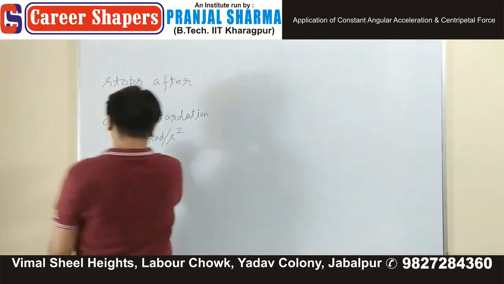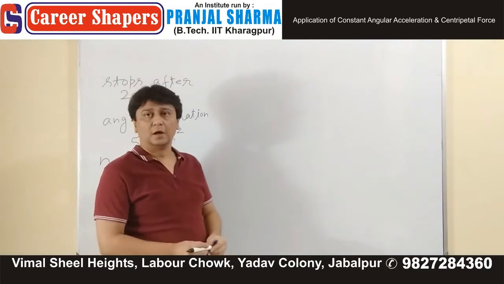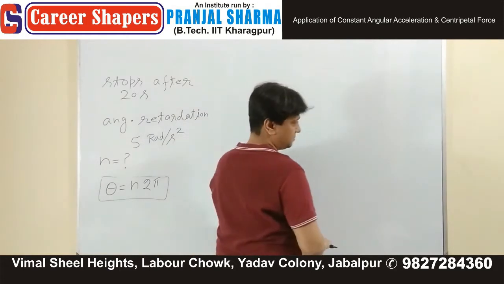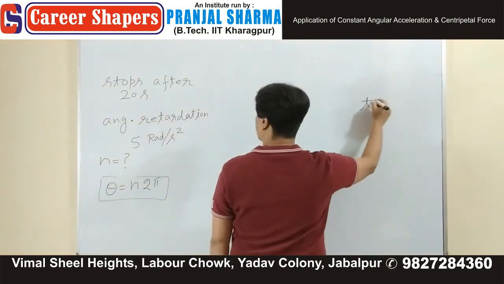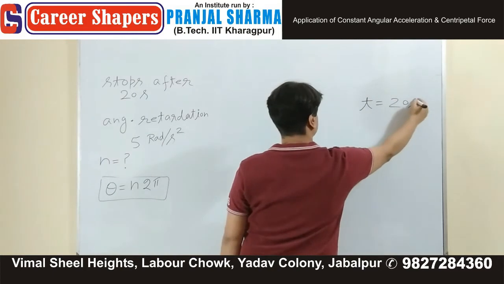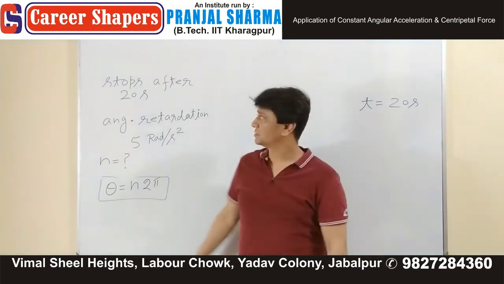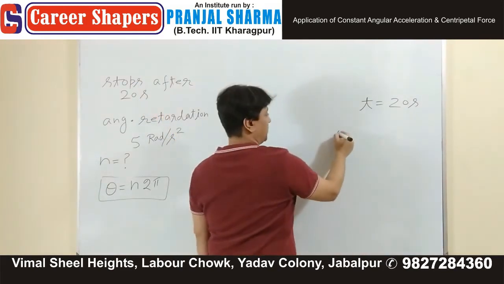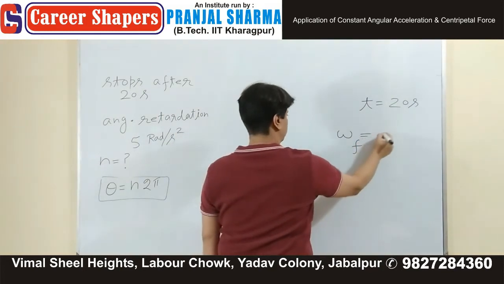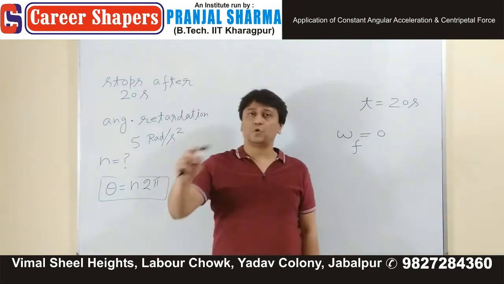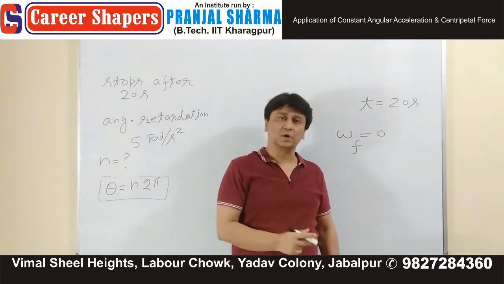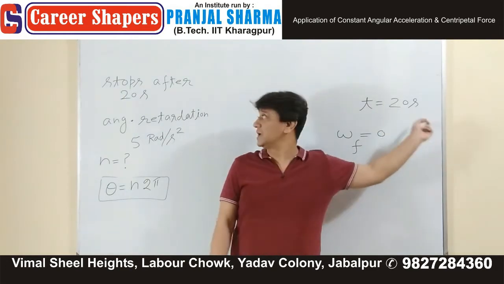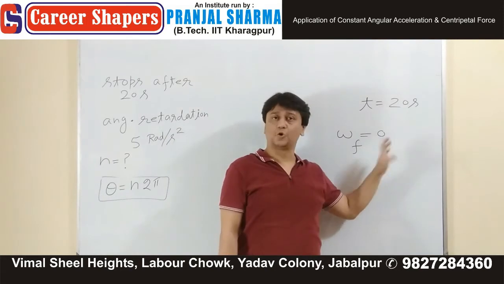Look, we have been given time, which is 20, and they have given us stops. That means they have given us omega final, which is 0. It was rotating with a certain angular velocity. We have no idea what that was, but the question says it stops after 20 seconds. So omega final is what? 0.